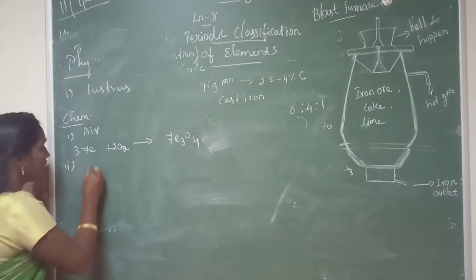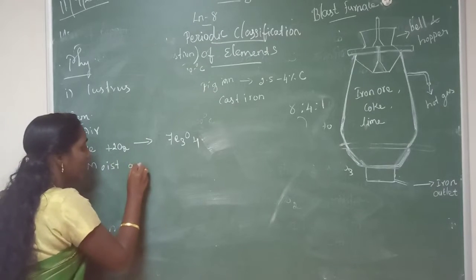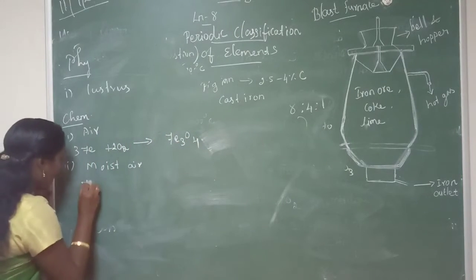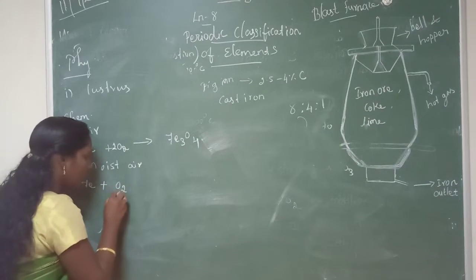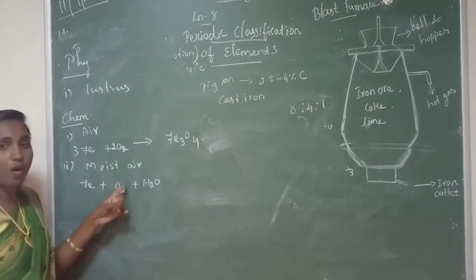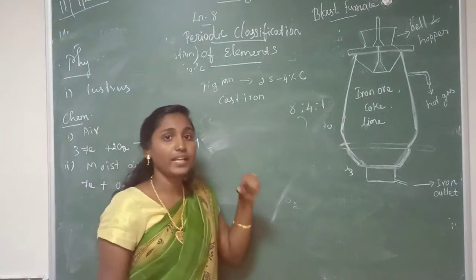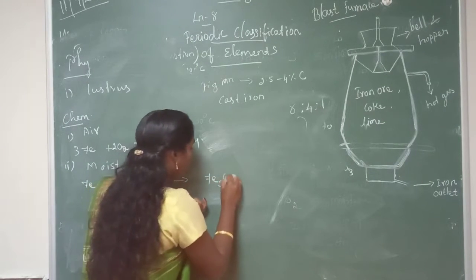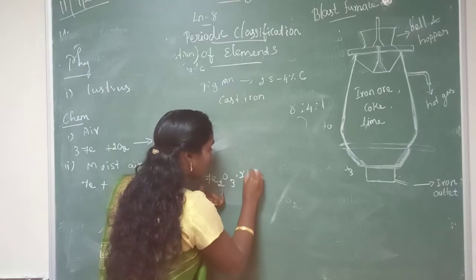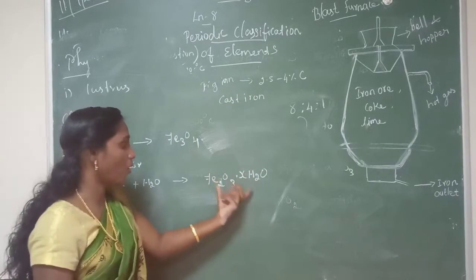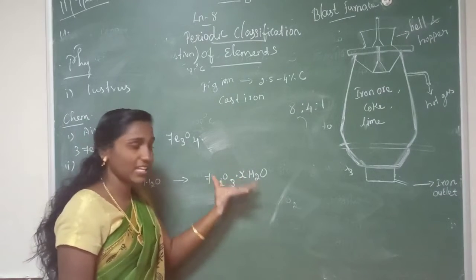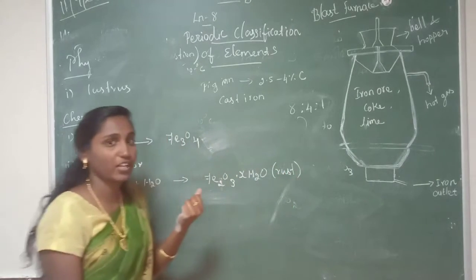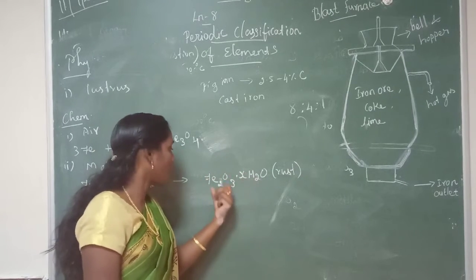Then second one, reaction with moist air. From the heading itself we can understand moist air means moisture plus air. Moisture means water, H2O, and oxygen. When iron reacts with moist air, oxygen and water, it forms a brown colored ferric hydrated substance. That formula is Fe2O3.xH2O. This is called rust. So the rust formula is Fe2O3.xH2O. This formation of rust is called rusting. Have you understood? This name is brown ferric hydrated.